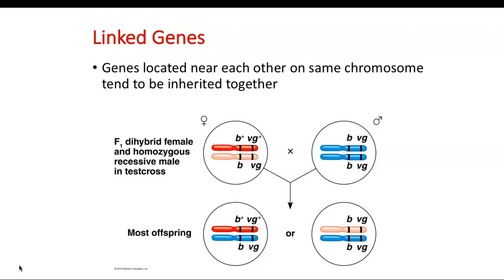So our first topic is linked genes. How can you tell if genes are linked on the same chromosome? So that's the first question. Genes that are linked together on the same chromosome tend to be inherited together unless they are divided due to crossing over. And this is just showing you examples of linked genes.